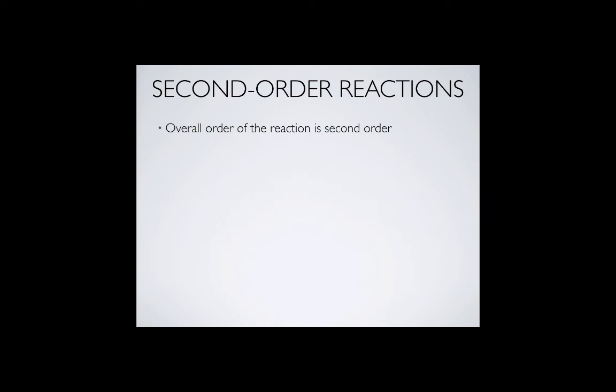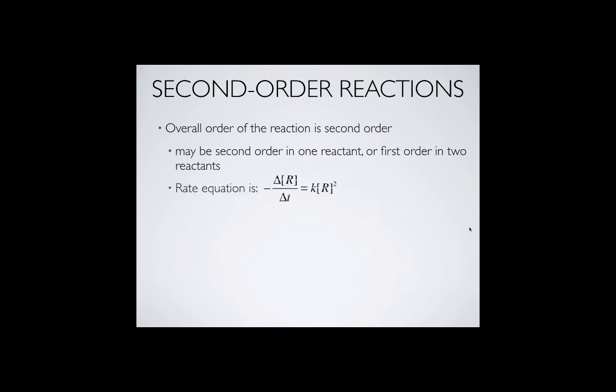Now, second order reactions. When we say second order, it means that the overall order of the reaction is second order, and we have two possibilities here. Either we have one reactant that is squared, so one reactant that's second order, or we have two reactants that are each first order. So two different ways we can do this. It does not affect the rate equation, and so your rate equation here is going to be negative change in reactant over change in time is equal to k times the concentration of that reactant squared.